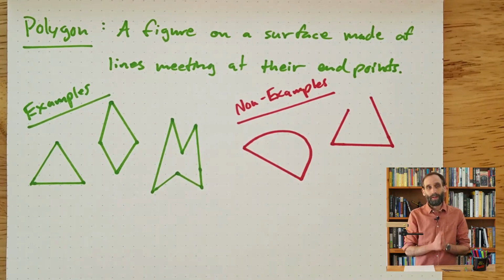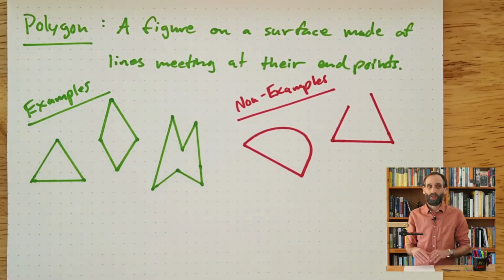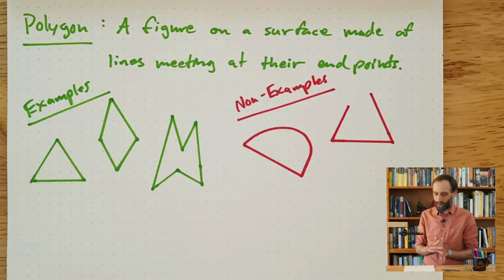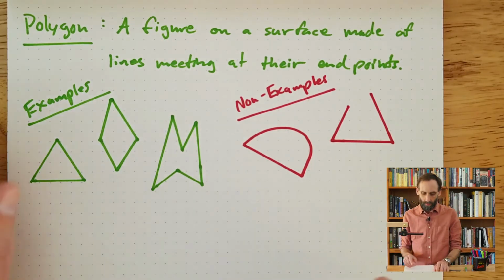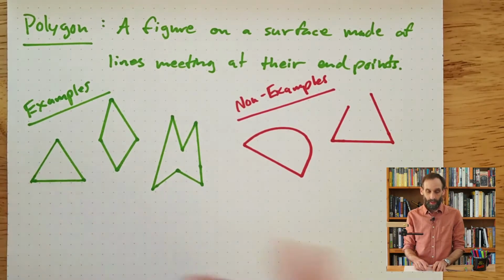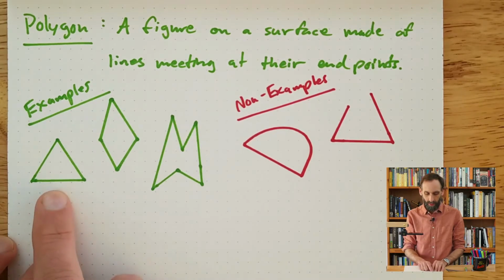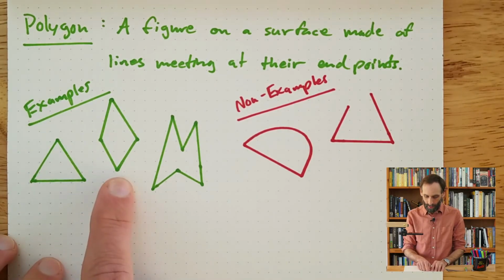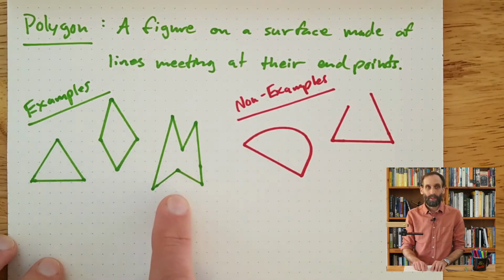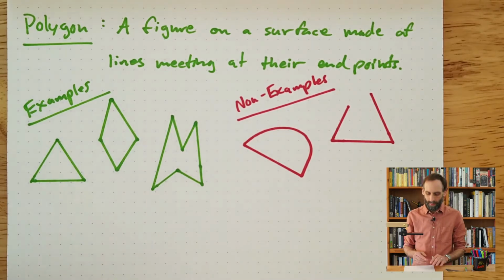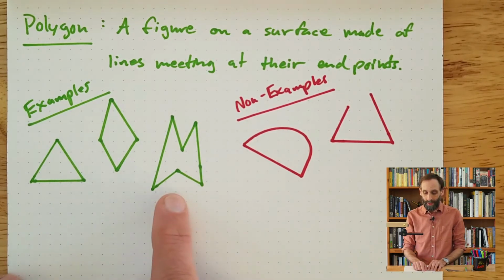Okay, now I'm not going to say that this is a complete and rigorous definition, but it should be good enough for our uses. So some examples of polygons are these, right? We have a triangle over here, we have a quadrilateral over here, and this might feel a little weird to say this is a polygon, but it is made up of lines meeting at their endpoints, right?